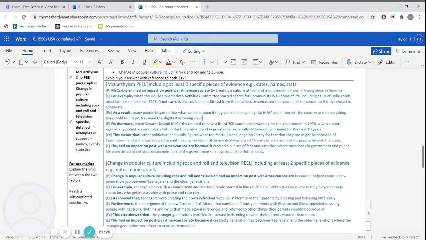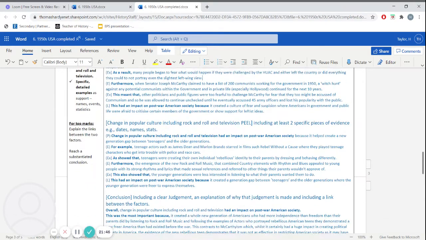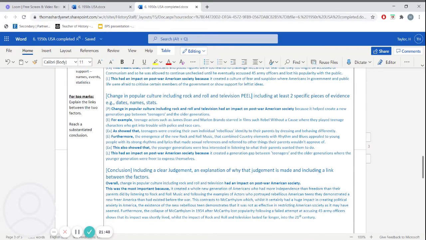Furthermore, when Senator Joseph McCarthy claimed to have a list of 200 communists working in the government, a witch hunt against any potential communists within the government and private life, especially Hollywood, continued for the next 10 years. Explanation of that as well.